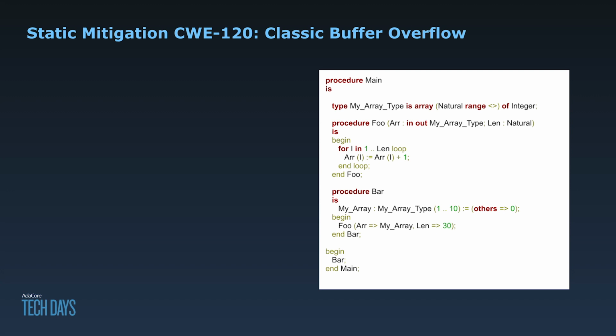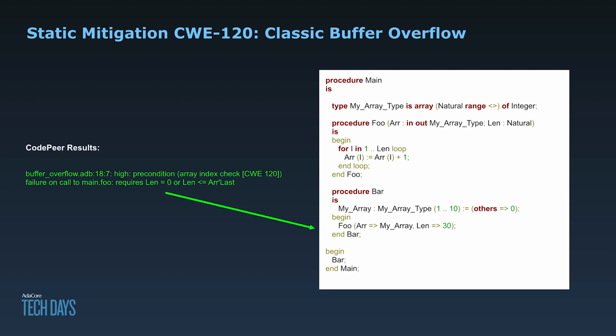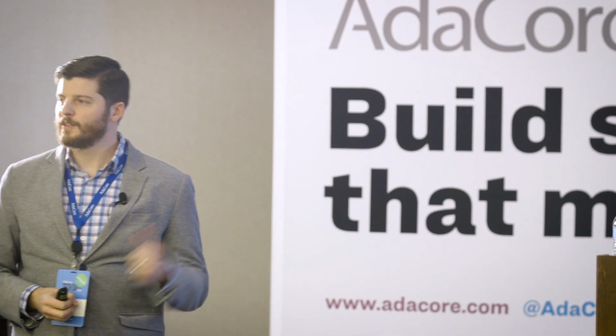So if I were to run CodePeer on this, I get this finding. This might be a little small, but anyone can read this. It says buffer overflow. It's a precondition array index check, CWE 120, which is buffer overflow. Failure on call to our procedure requires length equals 0 or length is less than or equal to array'Last. Does that make sense to everyone about that finding? That pretty much tells us what's happening, right? Tells us this is a buffer overflow, you should probably fix this.